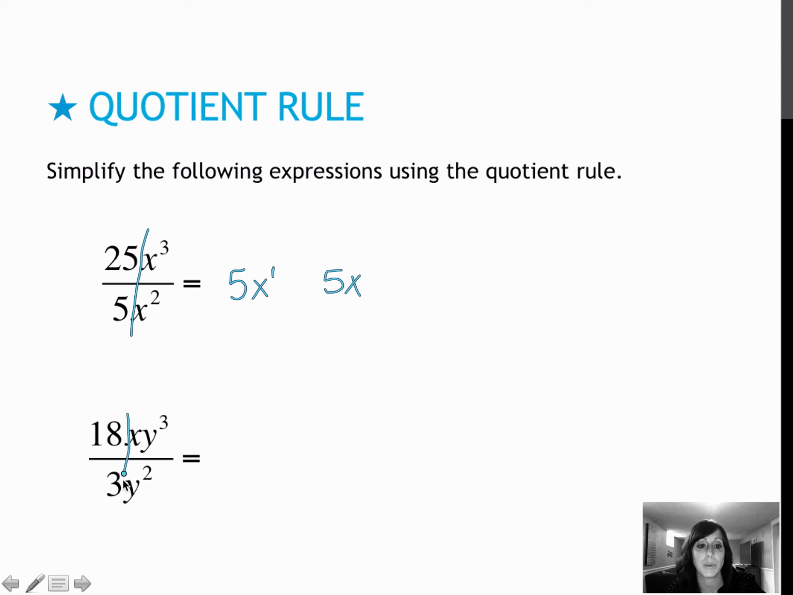For my second example, 18 divided by 3 is 6. And then I have an x on the top, but nothing on the bottom to cancel it with, so it's going to stay right there on the top. And then 3 minus 2 is 1, so y to the first. So 6xy is my answer.